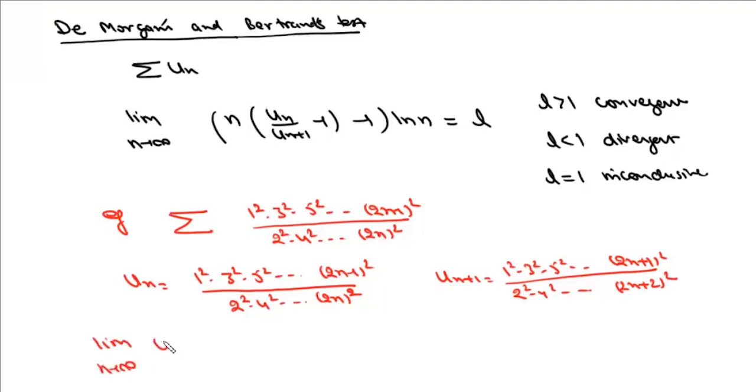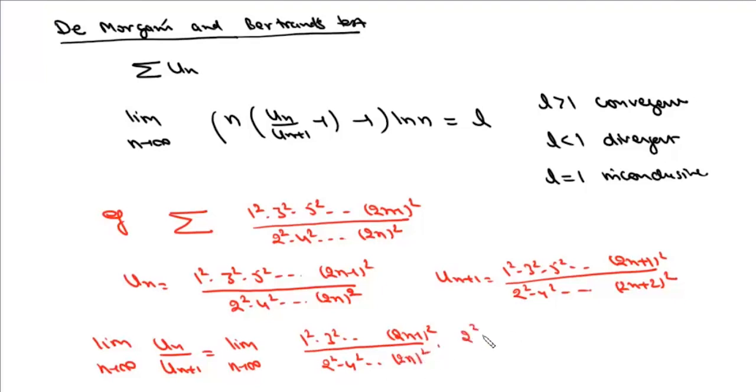As n tends to infinity, un upon un plus 1 will be this limit. As n tends to infinity, we can adjust this: 1 square, 3 square, up to (2n minus 1) square upon 2 square, 4 square, up to (2n) square, into 2 square, 4 square, up to (2n plus 2) square upon 1 square, 3 square, up to (2n plus 1) whole square. Now we are going to cancel a lot of terms.